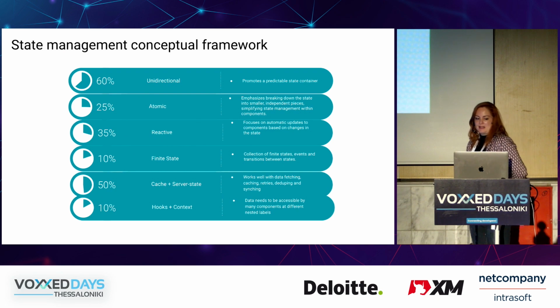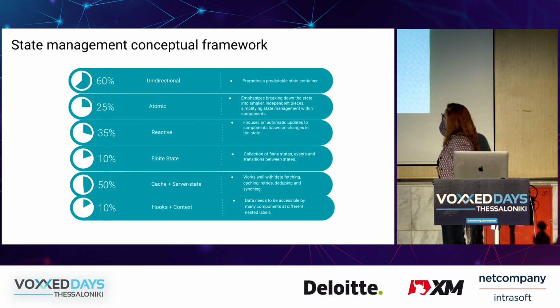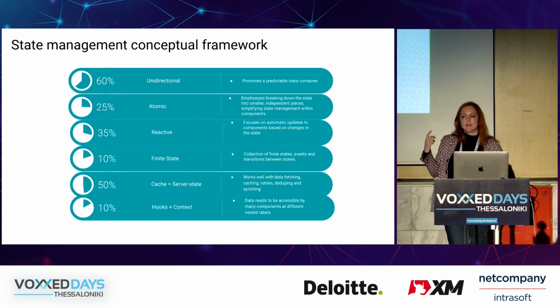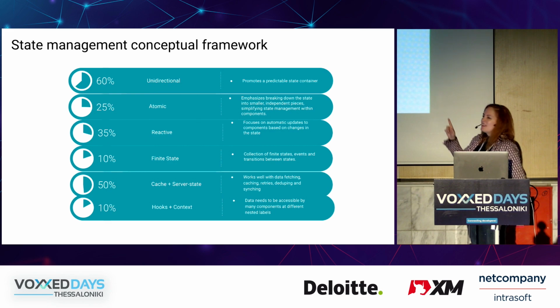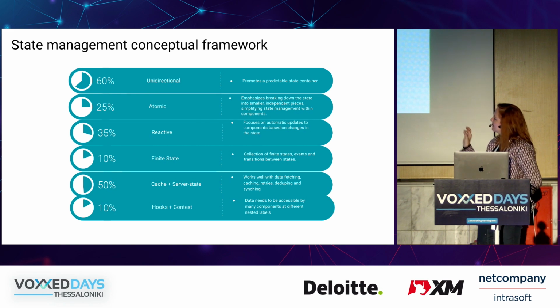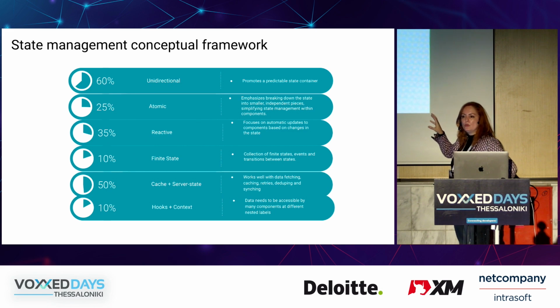That's my favorite slide, where I've come up with a conceptual framework listing different mental models according to which the different state libraries have been built. The numbers, I'm lying about the numbers, that's not the real numbers, but we can do research and see the exact numbers. But these mental models will help you to bucket the different state libraries that you hear around the web and quickly map them: Recoil, atomic, Zustand, unidirectional.